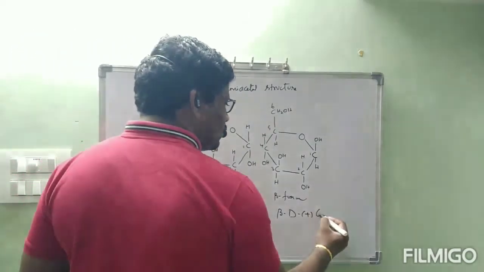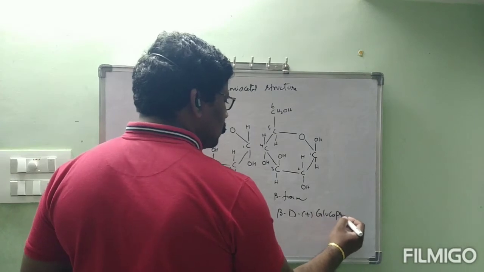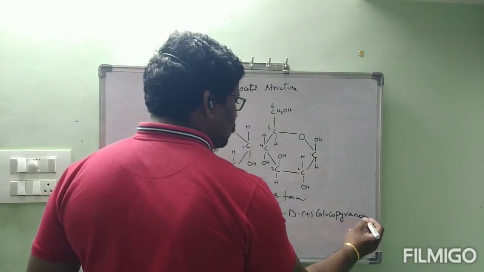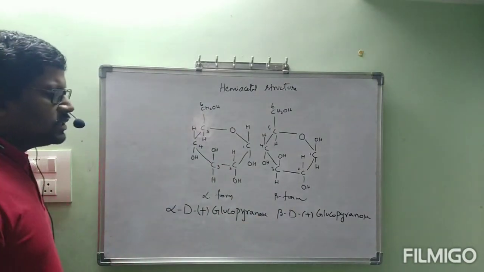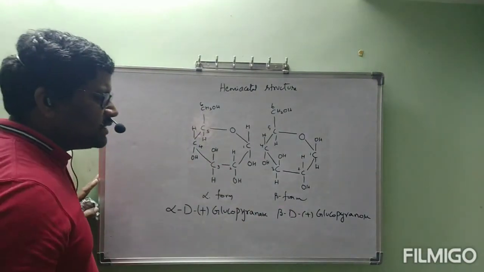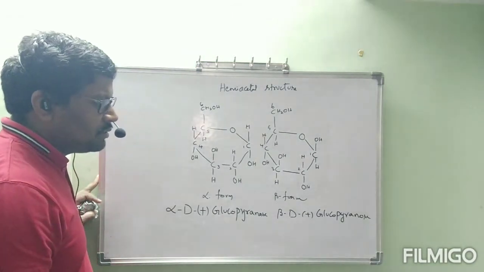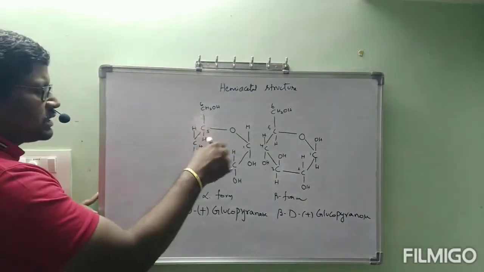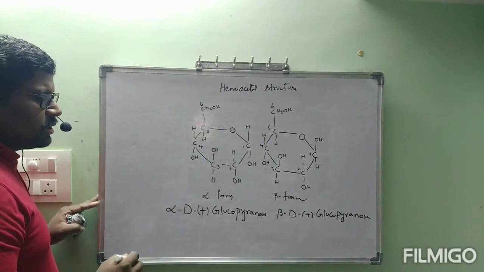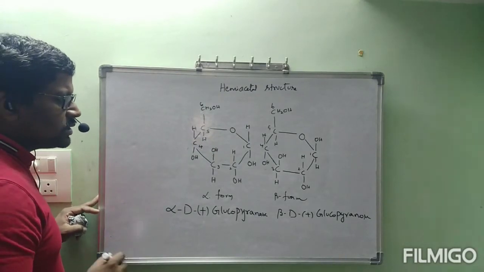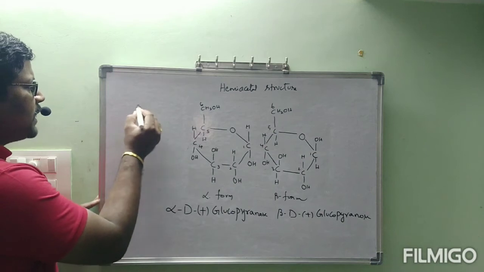Plus glucopyranose. This is the name of glucose, and finally this is the structure of glucose. Now why have we written pyran? This closed structure of glucose is resembling the pyran structure.